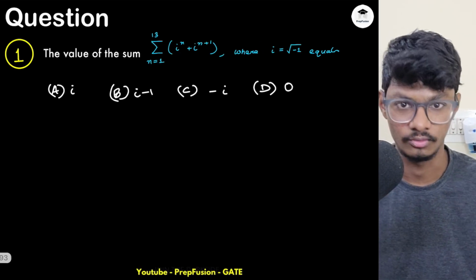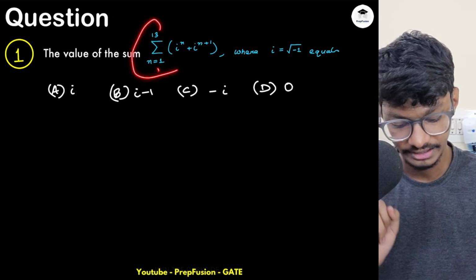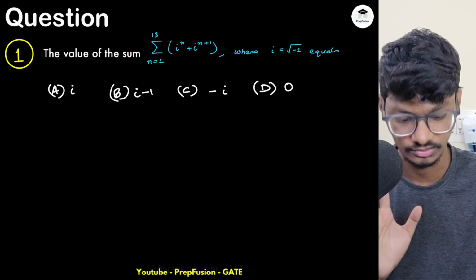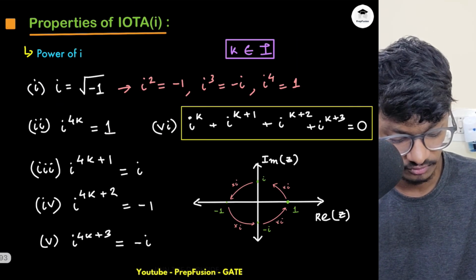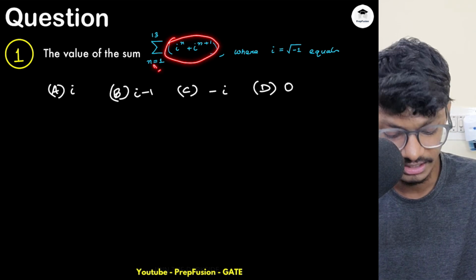So we'll solve one question. What is the value of this sum? n is going from 1 to 13, where i is the square root of -1. What is the value of this? I told you it is for a sequence of 4, but here I've only got a sequence of 2, and it is going from 1 to 13.